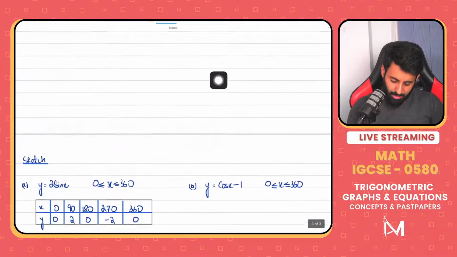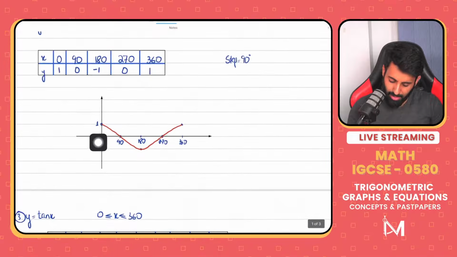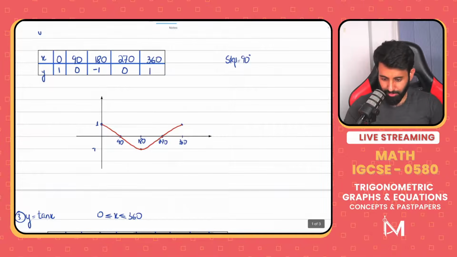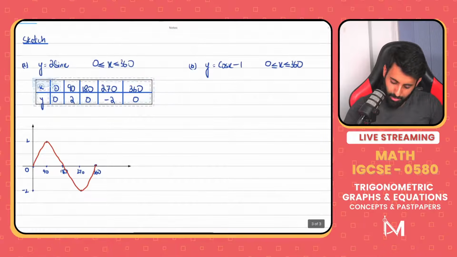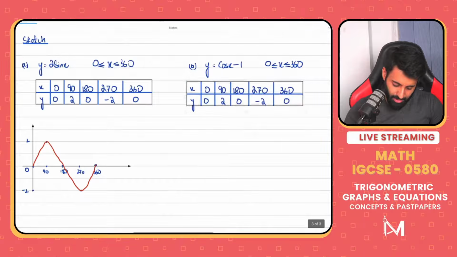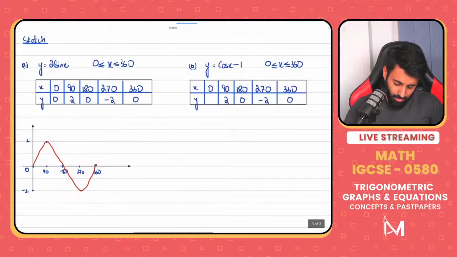Here you have cos x - 1, which means in all the values you will subtract 1, which means our graph will shift 1 unit downwards. And let's see what that looks like. Again, we're going to do that with the help of a table only. Don't try and do it directly, not at all recommended. Just do it with the help of a table.